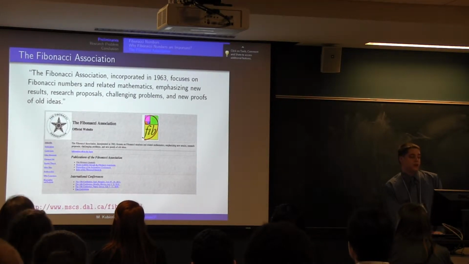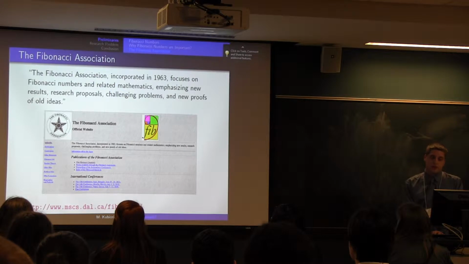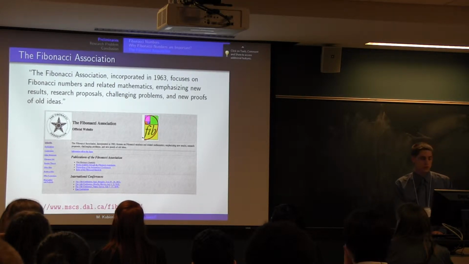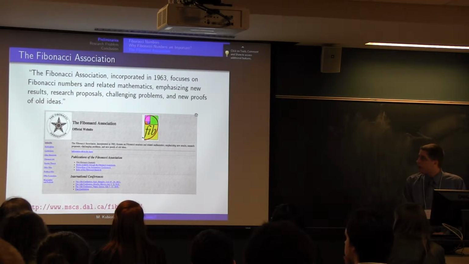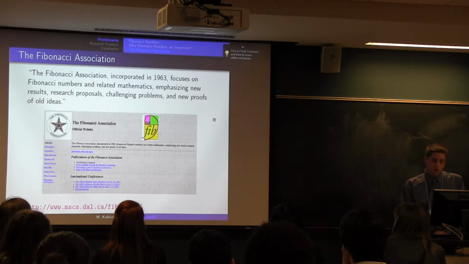The Fibonacci Association was incorporated in 1963 and focuses on Fibonacci numbers and related mathematics, emphasizing new results, research proposals, challenging problems, and new proofs of old ideas. And this is the website that you will see when you log on with the Fibonacci Association.